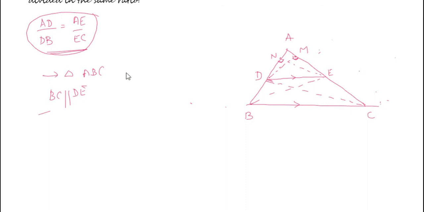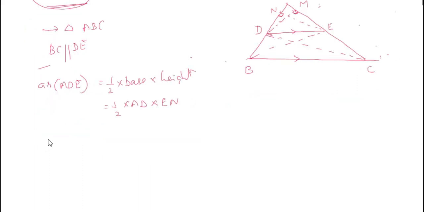Now, area of ADE triangle. You can write like this: area of ADE triangle is equal to half into base into height. Half into base into height, that is equal to half, base is AD, into height is EN.